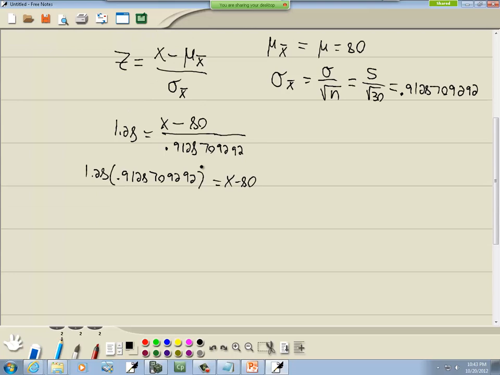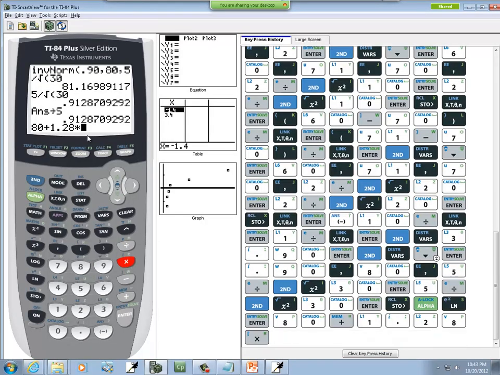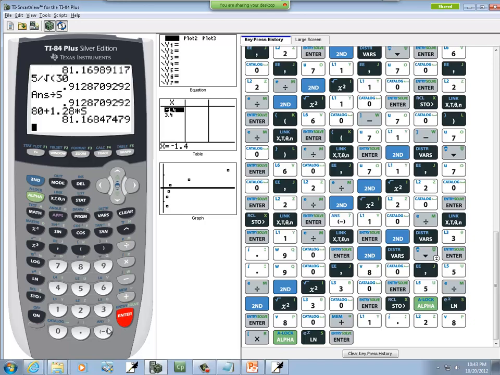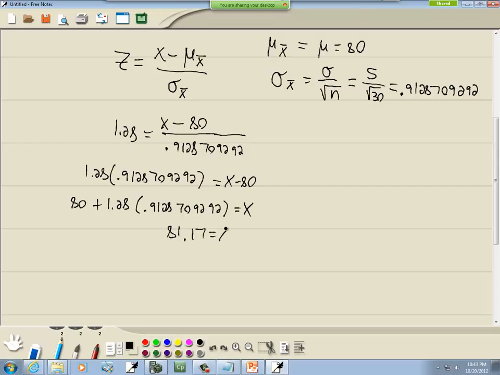Try and get x by itself, so we'll take negative 80 over the left side, and we get 80 plus 1.28 times 0.9128709292, assuming I didn't drop any decimals, equals x. Now let's put that in our calculator. We got 80 plus 1.28 times this number. That number we stored off in S. So I'll do alpha ln to get the S back, enter. And to 2 decimal places, I get 81.17 for x.